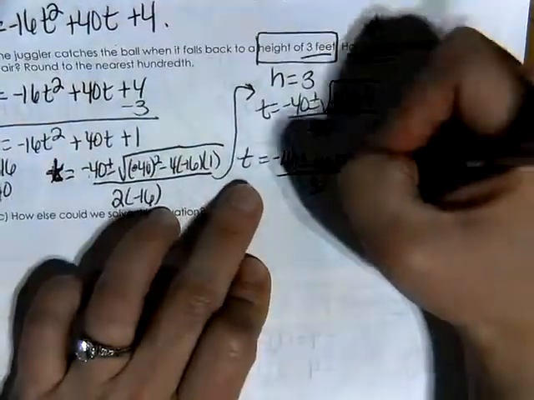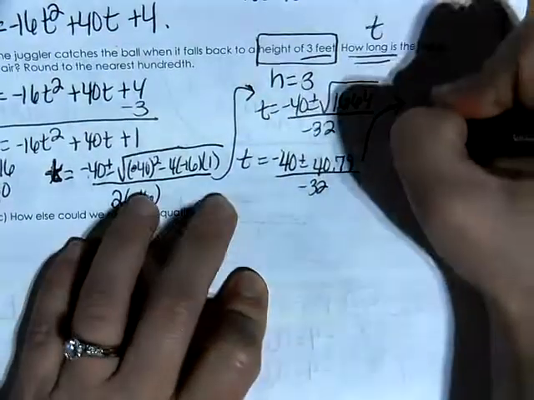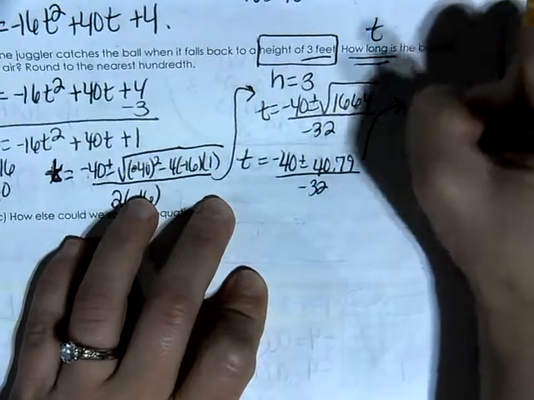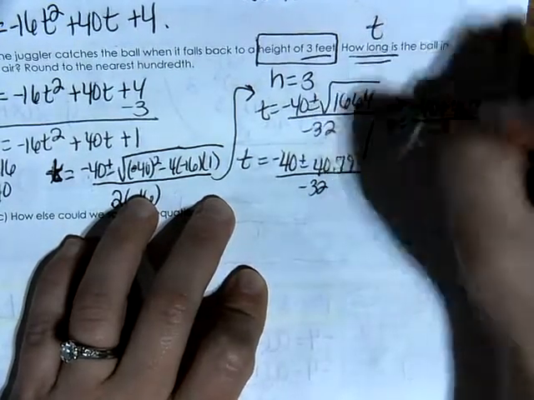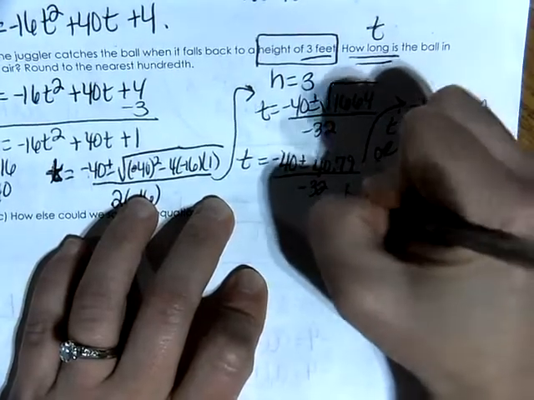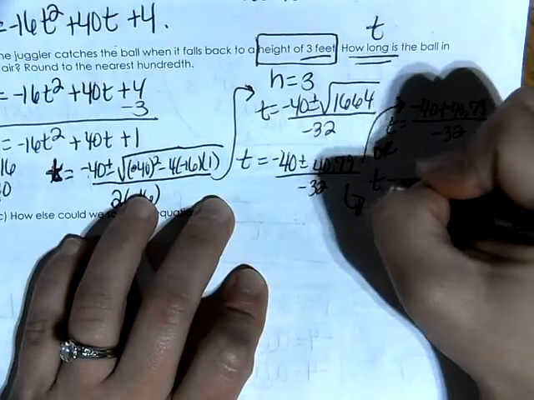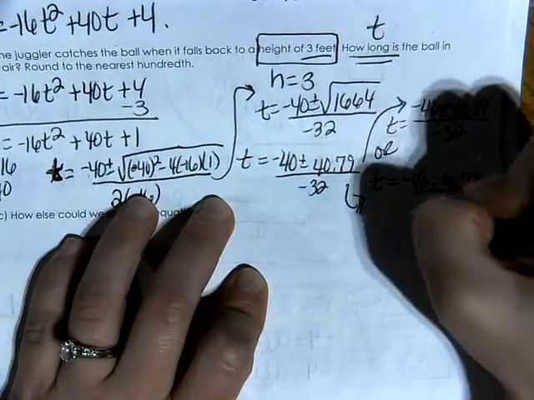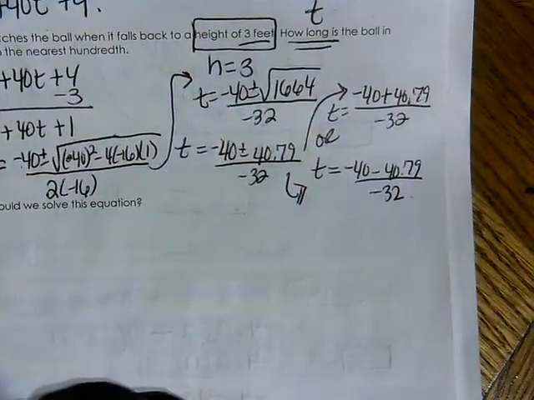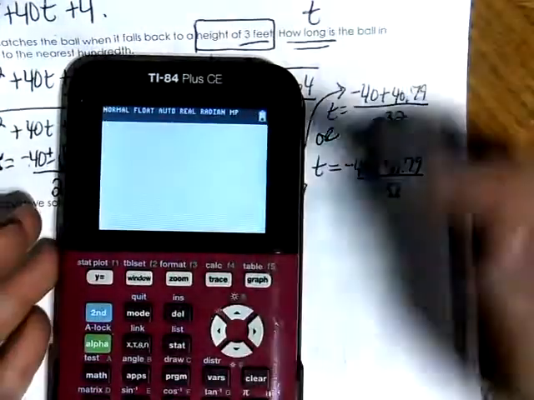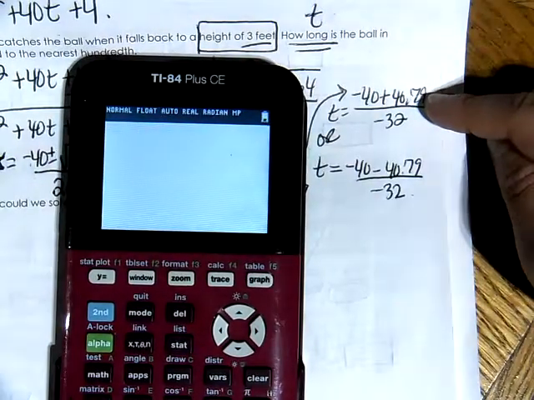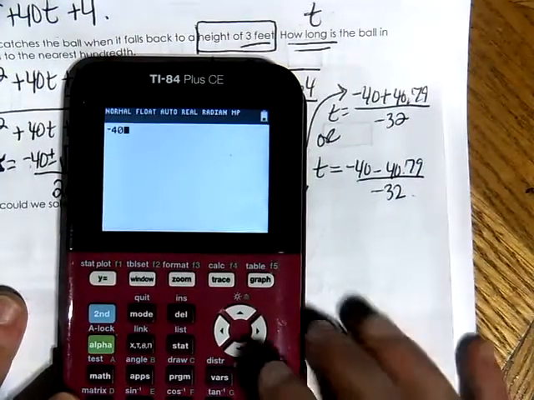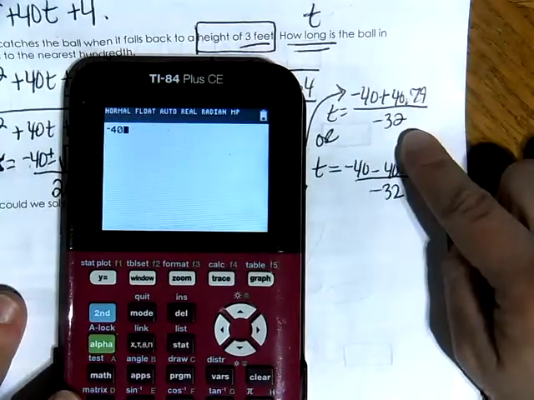So now we have two separate equations that we have to analyze. We have negative 40 plus 40.79 divided by negative 32, or T could equal negative 40 minus 40.79 divided by negative 32. So let's go ahead and put this into our calculator. I'm going to start off with just putting in my numerator, coming up with an answer, and then dividing it by negative 32. Please be careful. A lot of kids make their biggest mistakes here. We're dividing everything by negative 32.